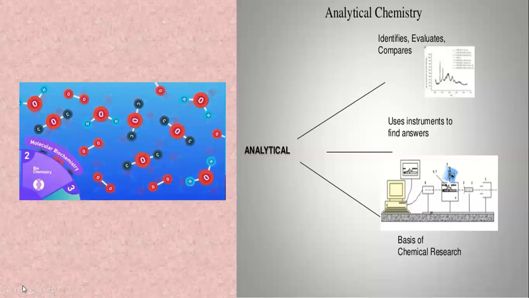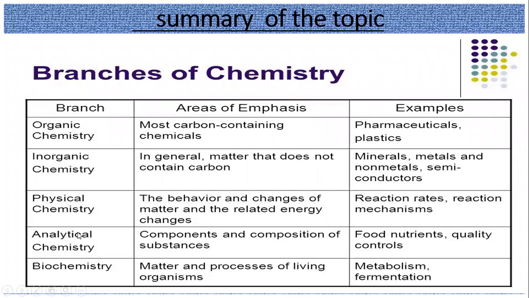Okay, students, I hope you have understood the concept of this, and you can now easily differentiate the branches of chemistry. And here is the summary. These are the branches: organic chemistry, the study of carbon containing elements and its use in pharmaceuticals and plastics. Inorganic chemistry is the study of matter that does not contain carbon, and it's used in minerals, metals, and non-metal semiconductors. And similarly, physical chemistry, the study of behavior and changes of matter and the related energy changes.